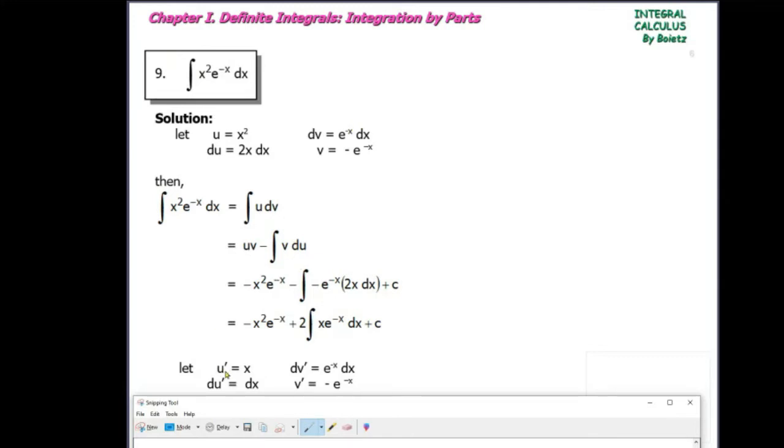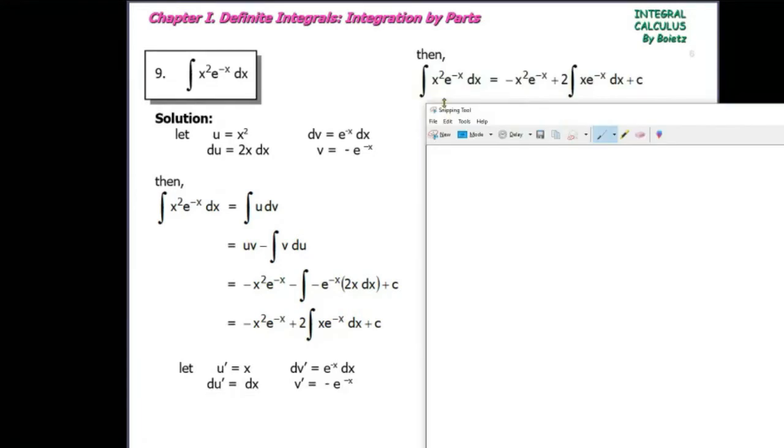So yung u prime mo is equal to x. Then your du prime, just differentiate, dx. Ang dv prime mo naman is e to the negative x dx. Then integrate, v prime is equal to negative e to the negative x. Alam niyo na kung paano nangyari. The integral of, sinubstitute dito, kinopya lang pala to.